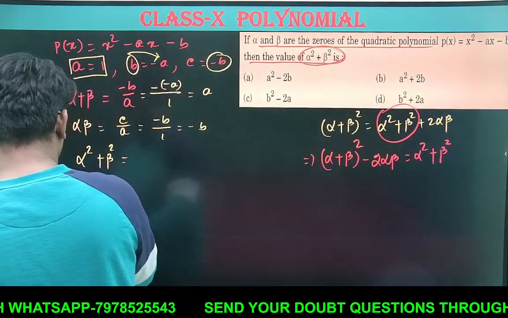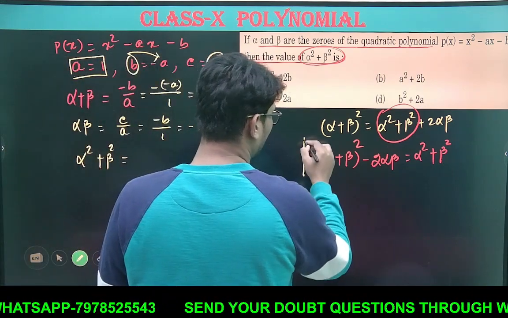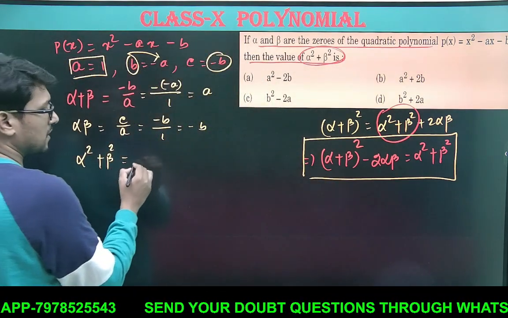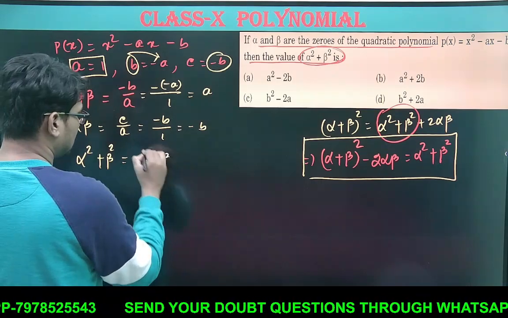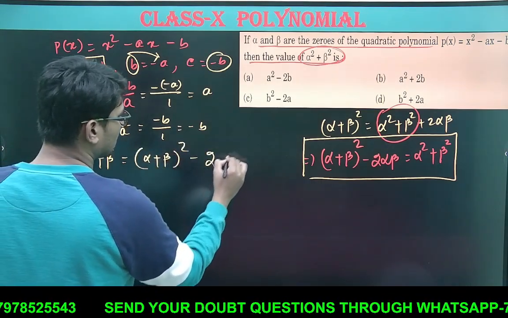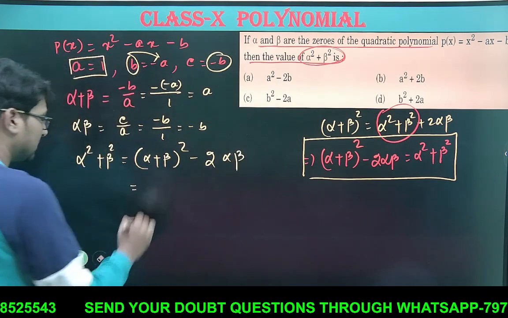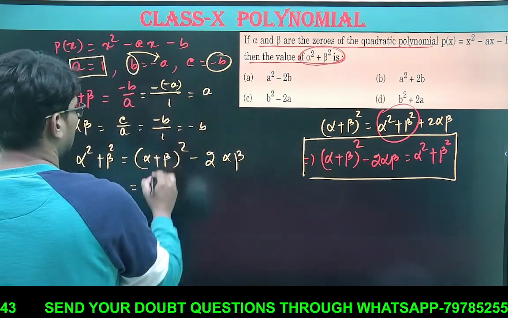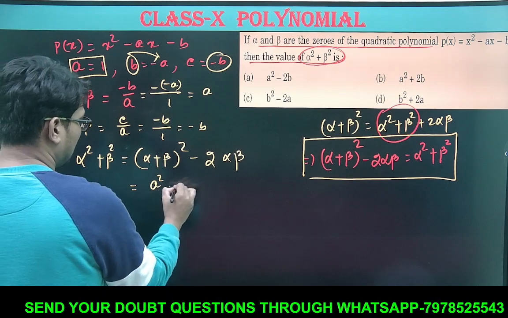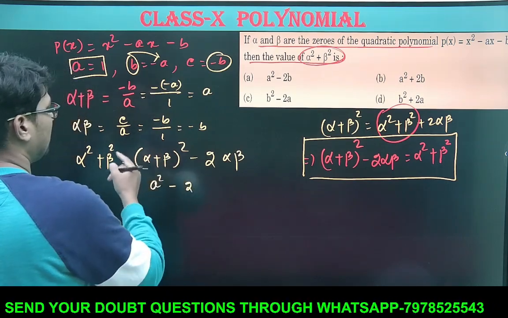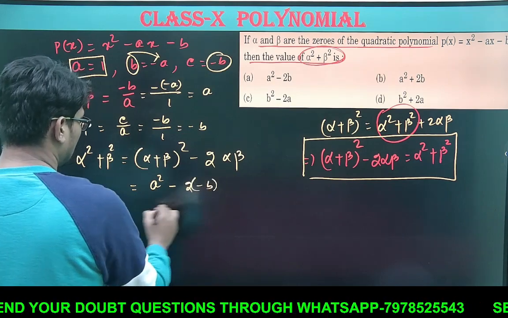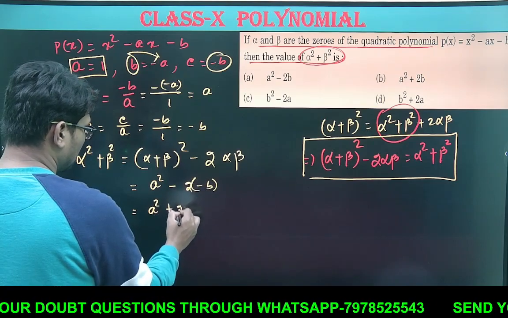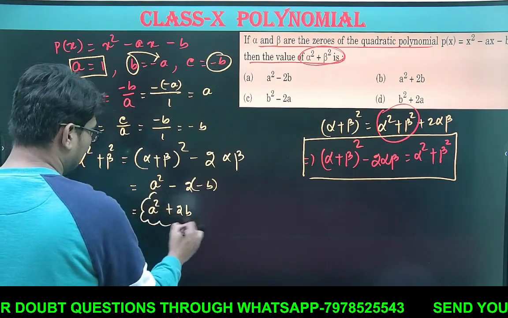This is the value of alpha square plus beta square. So let us replace alpha square plus beta square by alpha plus beta whole square minus 2 alpha beta. And we know alpha plus beta value is a, so we get a square minus 2 into alpha beta value, which is minus b. Hence the value is a square, minus minus is plus 2b. This is our answer.